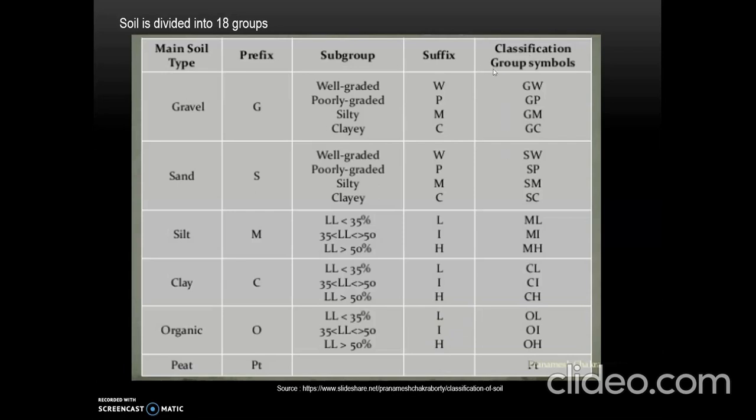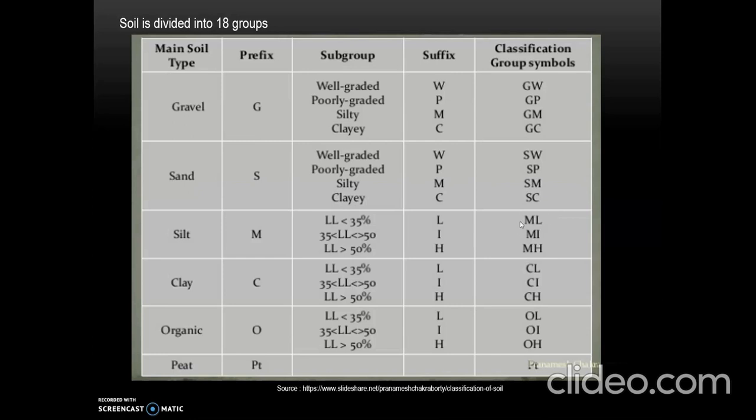Now we will see classification group symbols. GW represents well-graded gravel. GP stands for poorly graded gravel. GM represents silty gravel and GC represents clayey gravel. Similarly, SW represents well-graded sand, SP represents poorly graded sand, SM represents silty sand and SC represents clayey sand.